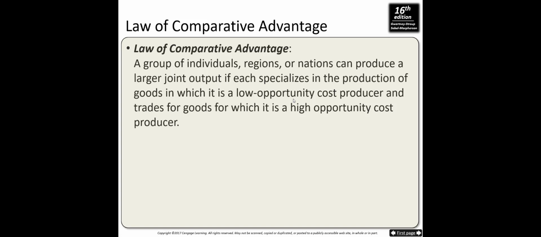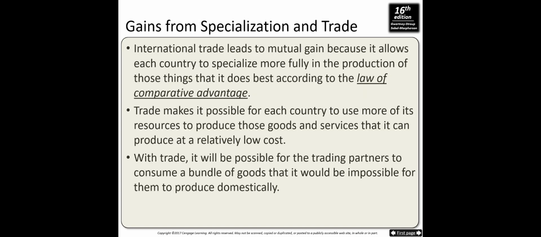So what is the law of comparative advantage? A group of individuals, regions, or nations can produce a larger joint output if each specializes in the production of goods in which it is a low opportunity cost producer and trades for goods for which it's a high opportunity cost producer. International trade leads to mutual gain because it allows each country to specialize more fully in the production of those things that it does best, according to the law of comparative advantage.